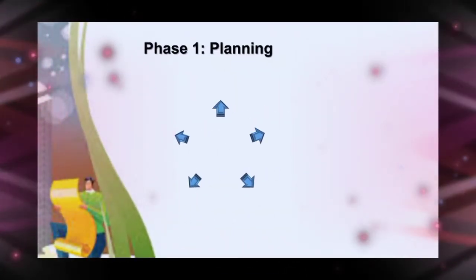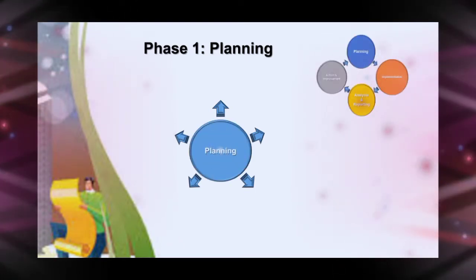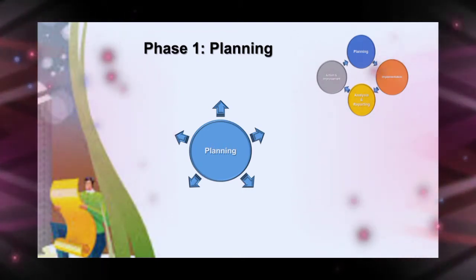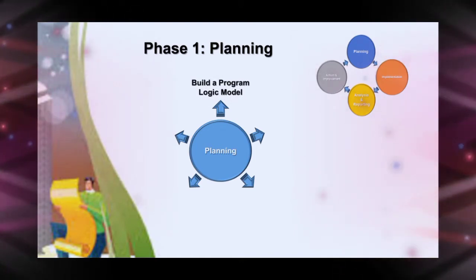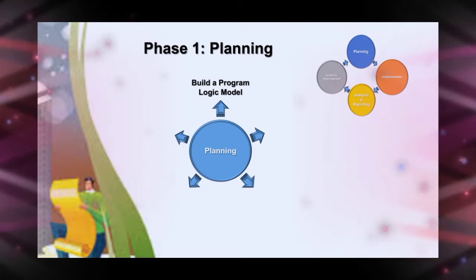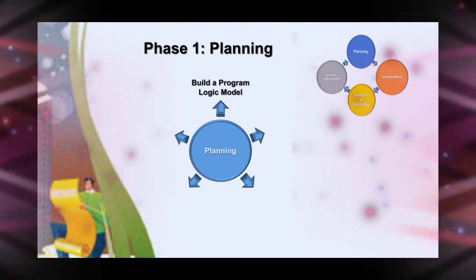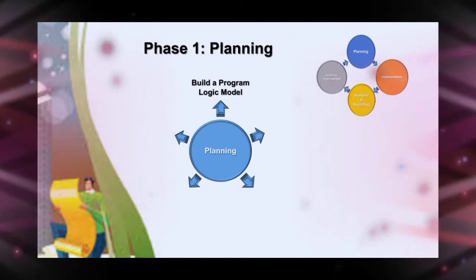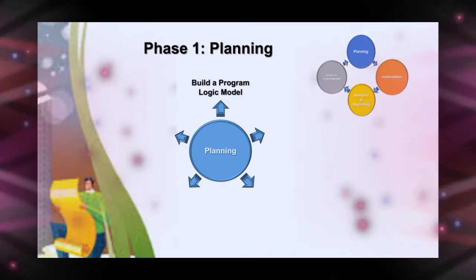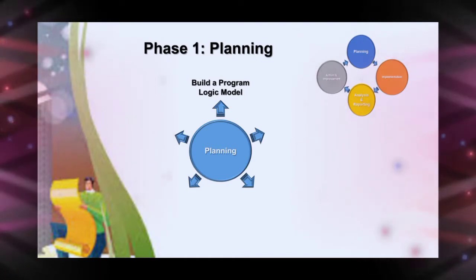So first, let's discuss about the phase 1, the planning. We have 5 steps in planning. First is build a program logic model. A logic model can serve as a framework for your written evaluation plan. It can help you focus your evaluation by identifying the question want or need answered, aspects of program to evaluate, type of evaluation design, information to collect, measures and data collection methods, and evaluation time frame.